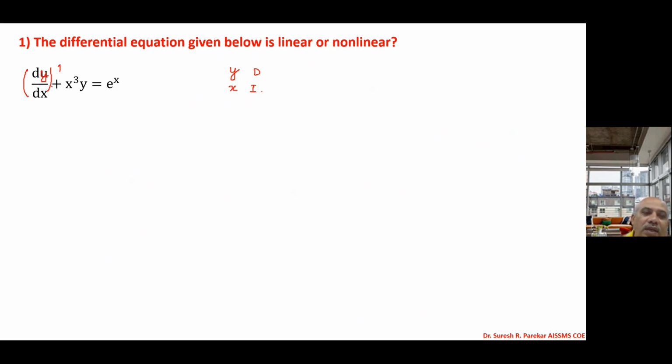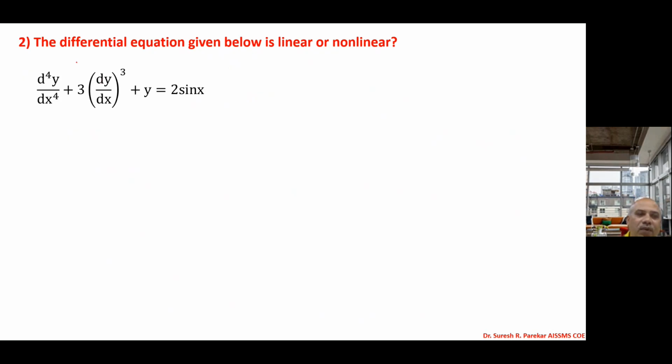Then we have the quotient. We have the term y, which also has power 1. x cube we have, that is the independent variable, so it's okay. e raised to x is also an independent variable. So we have both conditions satisfied. So this is a linear differential equation.